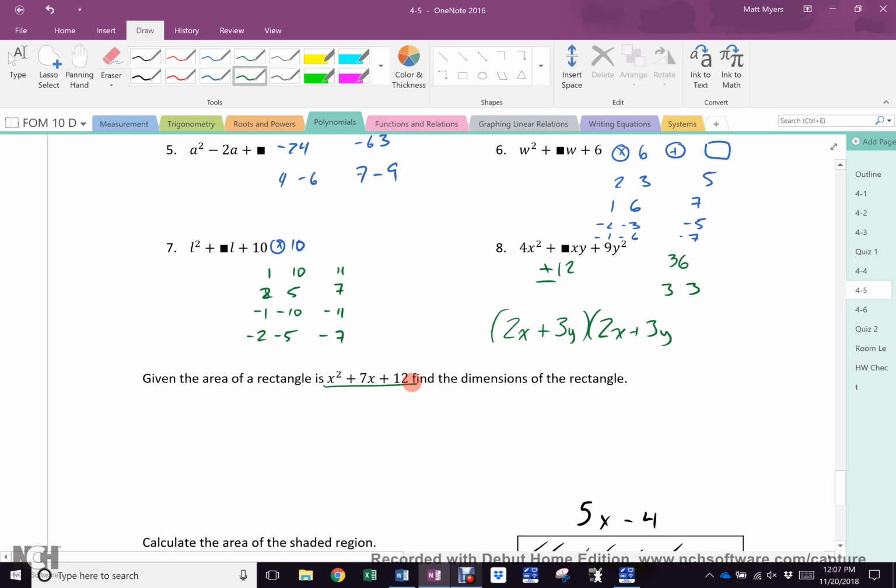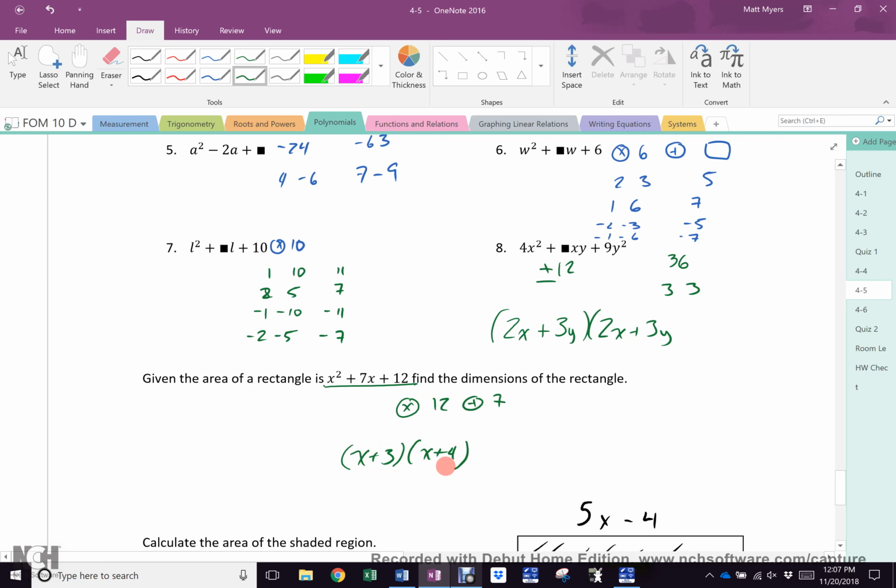Well, there's your area. How will you find how long each side is? You factor it. How do I factor that? Multiply to 12, add to 7. What are they? x plus 3, x plus 4.